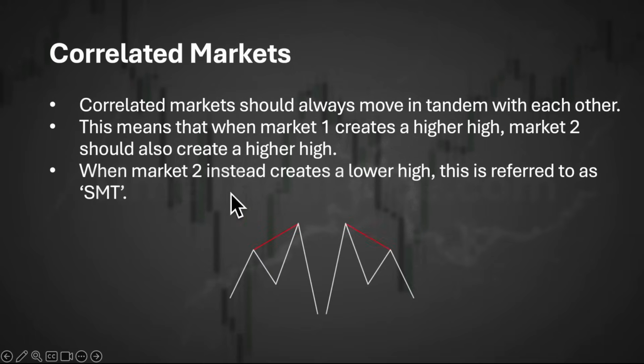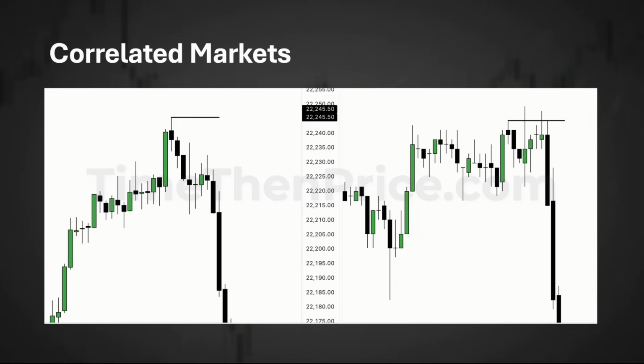An example of this can be seen below, where you can see that market 1 creates a higher high right here, whilst market 2 creates a lower high right here. This is SMT.